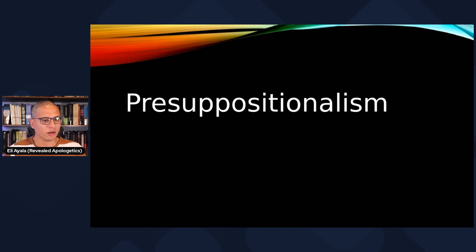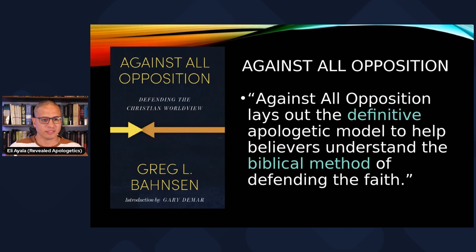This book, Against All Opposition, is a book on presuppositional apologetics. If we can give a summary, this is the summary the book itself gives on the back cover: Against All Opposition lays out the definitive apologetic model to help believers understand the biblical method of defending the faith. Greg Bahnsen and those within the Vantillian tradition, and of course Van Til himself, were, as I am, convinced that the Bible not only commands us to defend the faith, but gives us a method.